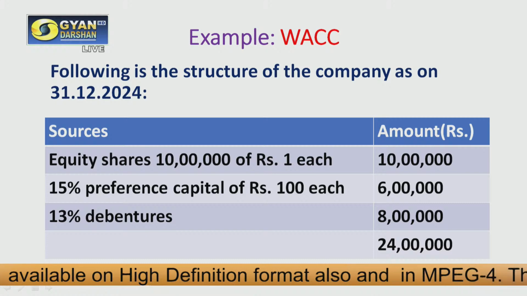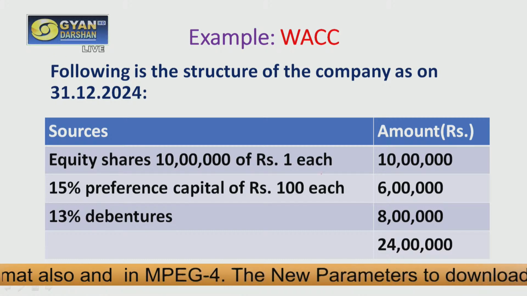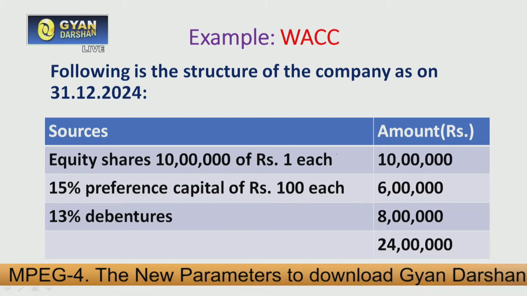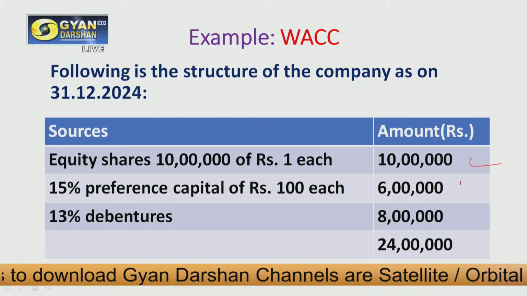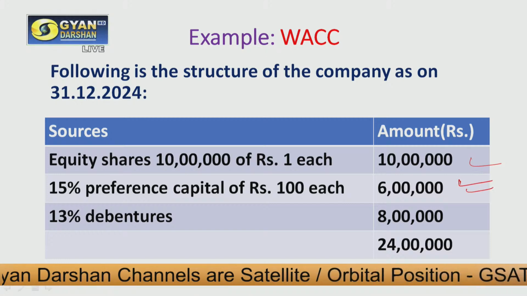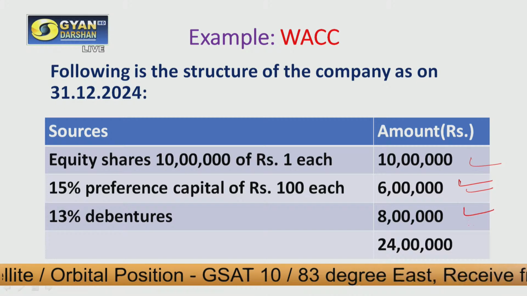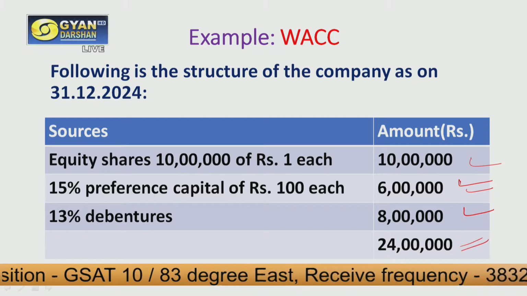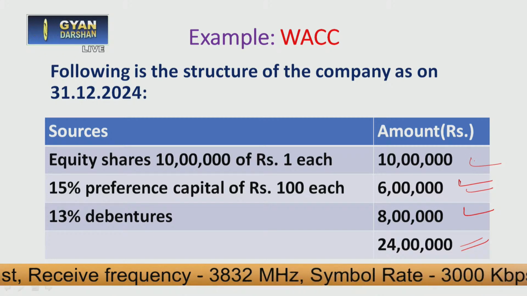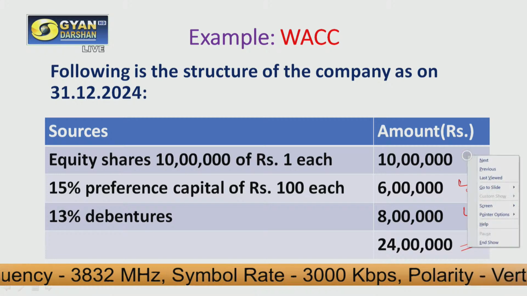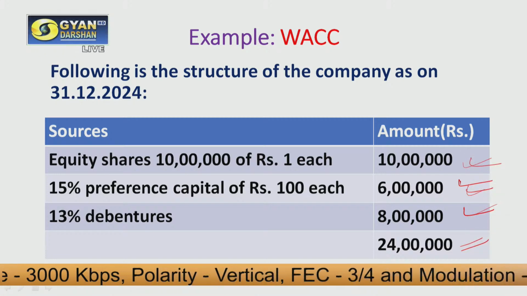Now see, this is the structure of the company as on 31st December 2024. This company has equity share capital of rupees 10 lakh, and 15% preference share capital of rupees 100 each for rupees 6 lakh, 13% debentures of rupees 8 lakh, and the overall capital structure is 24 lakh. This capital structure has three sources of funds, that is our equity, preference shares and debentures.